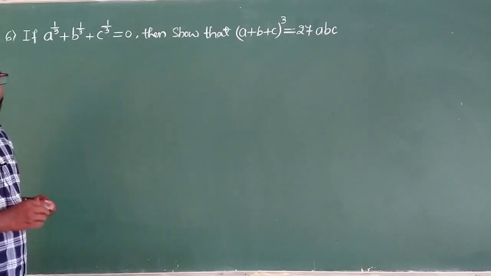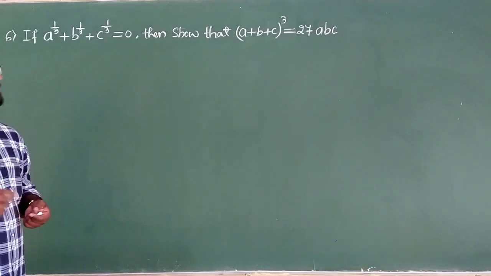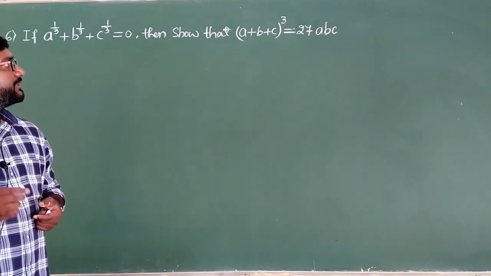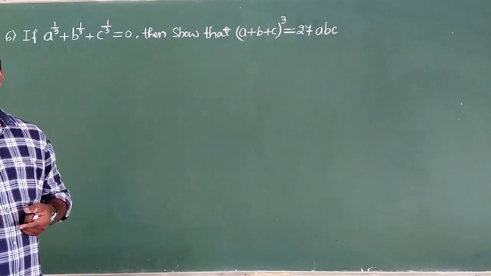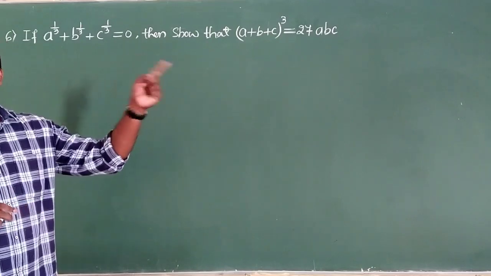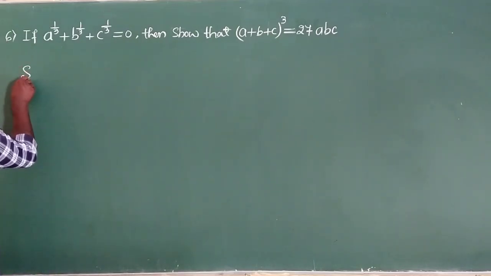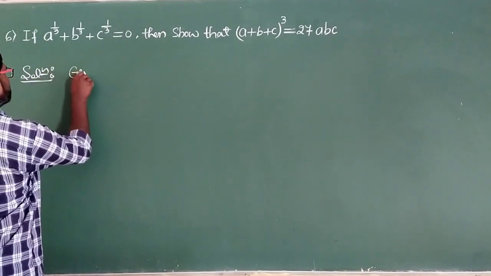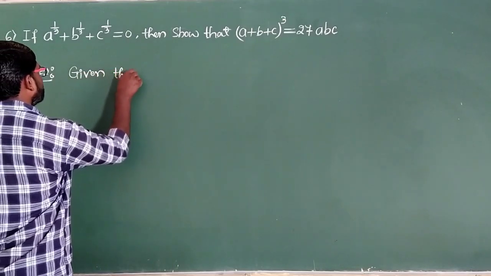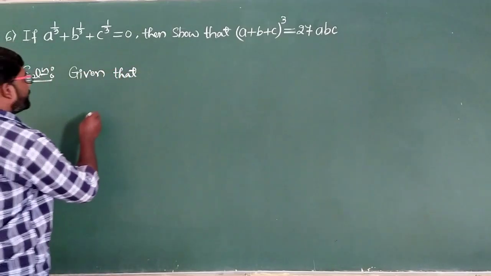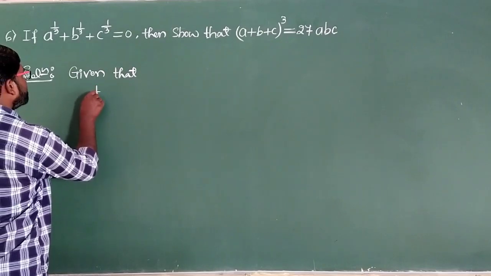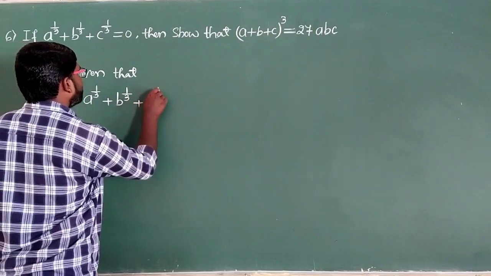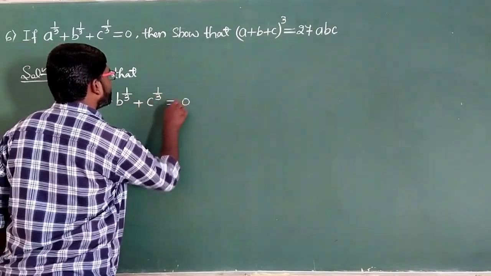The next problem is, if a raised to 1 by 3 plus b raised to 1 by 3 plus c raised to 1 by 3 equals 0, then show that a plus b plus c whole to the power 3 equals 27 times abc. Let us consider the given condition. Given that a raised to 1 by 3 plus b raised to 1 by 3 plus c to the power 1 by 3 equals 0.